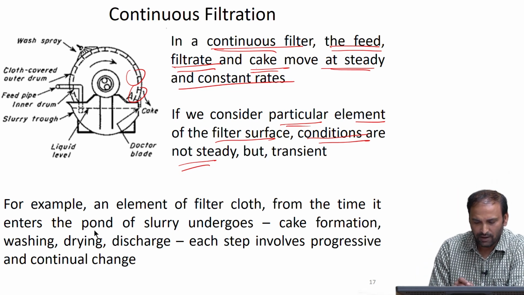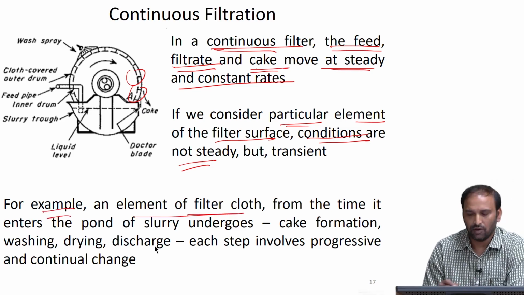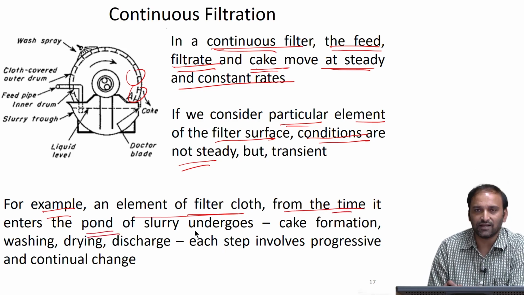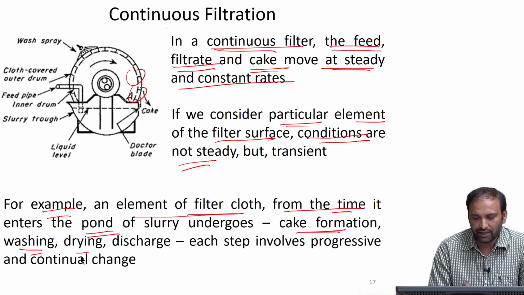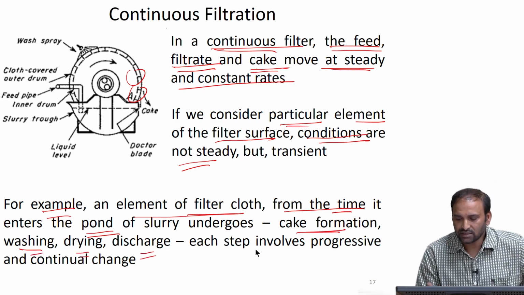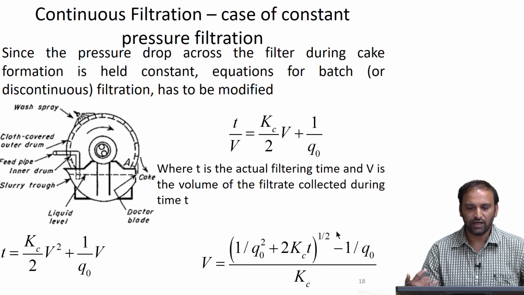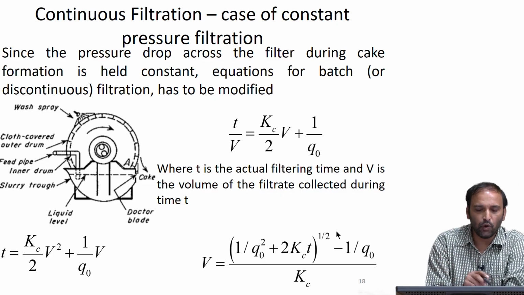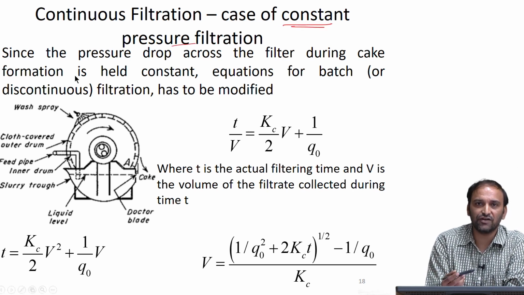Okay. So, for example, if you take an element of the filter cloth, from the time it enters the pond of slurry, it undergoes cake formation, washing, drying, and discharge, and each step involves progressive and continuous change. So, what we are going to do is develop the working equation for constant pressure filtration for the continuous filtration process.